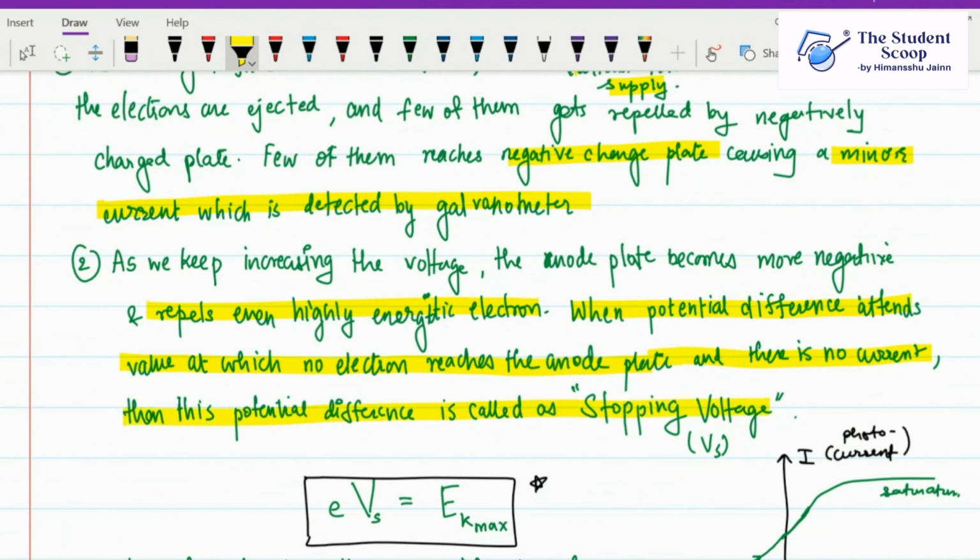So let me repeat what stopping voltage is. It is basically a voltage at which the negative plate can repel even the highest energy electron possible, and which leads to no current, 0 current. So that is the stopping voltage.